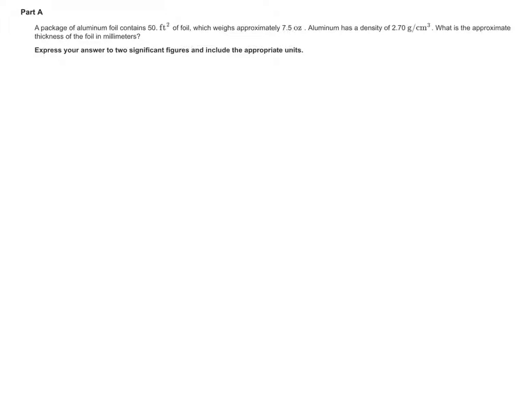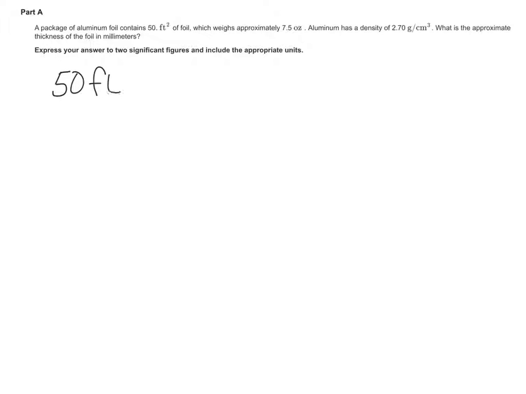In solving this problem, the first thing you need to do is convert the given information into coordinating units. You'll notice the density is given in grams per cubic centimeter. You're given an area in feet squared and a mass in ounces. And so we've got to make those units agree with each other.